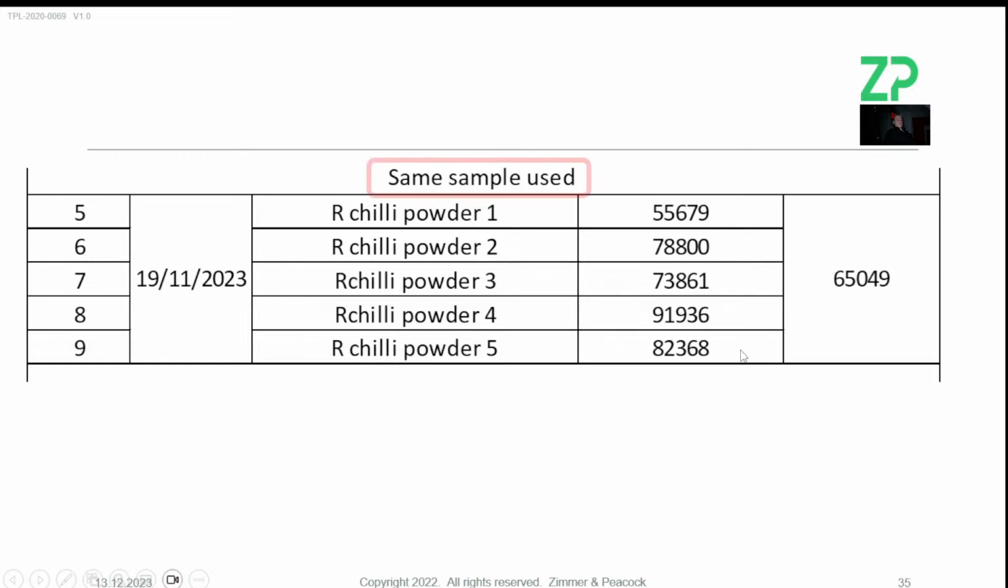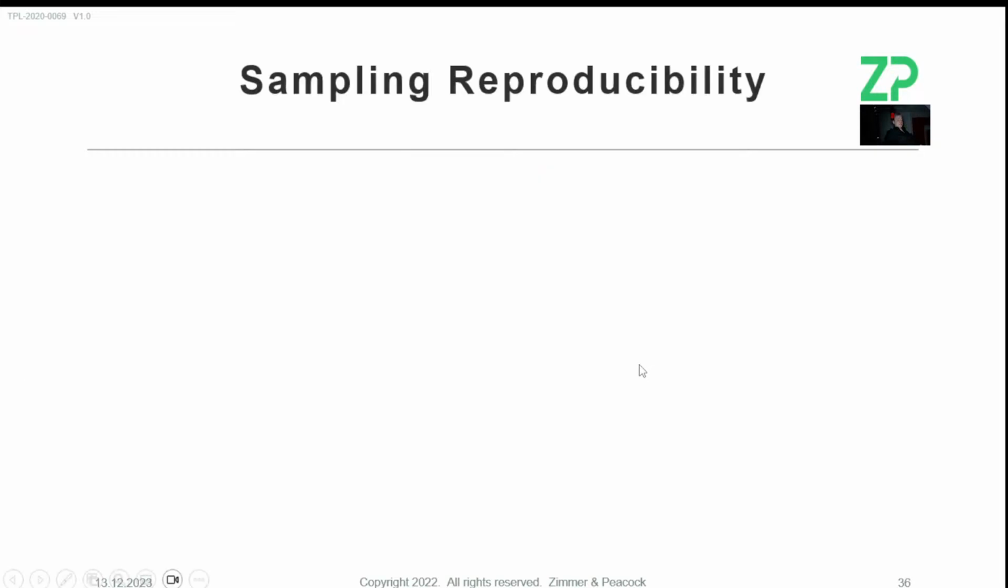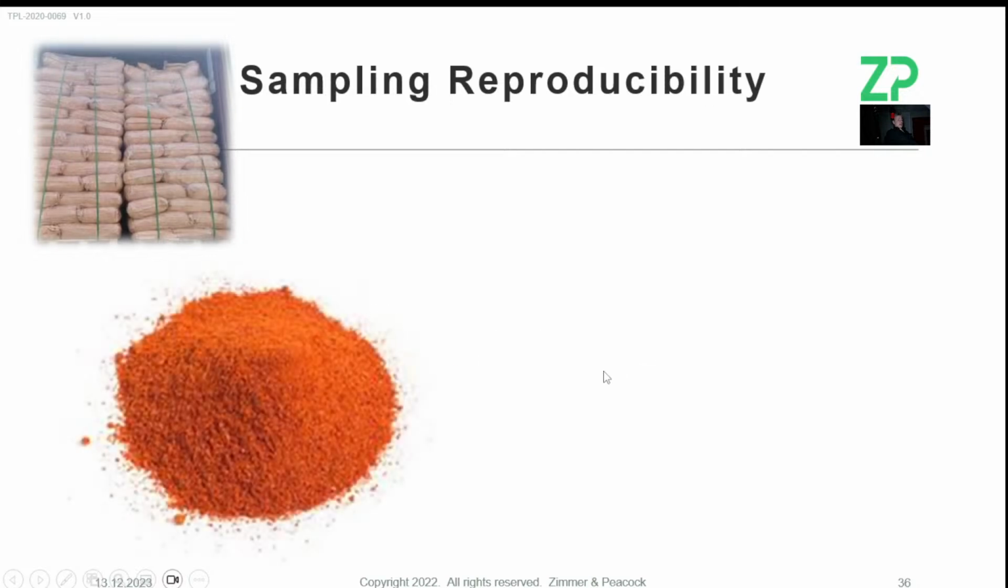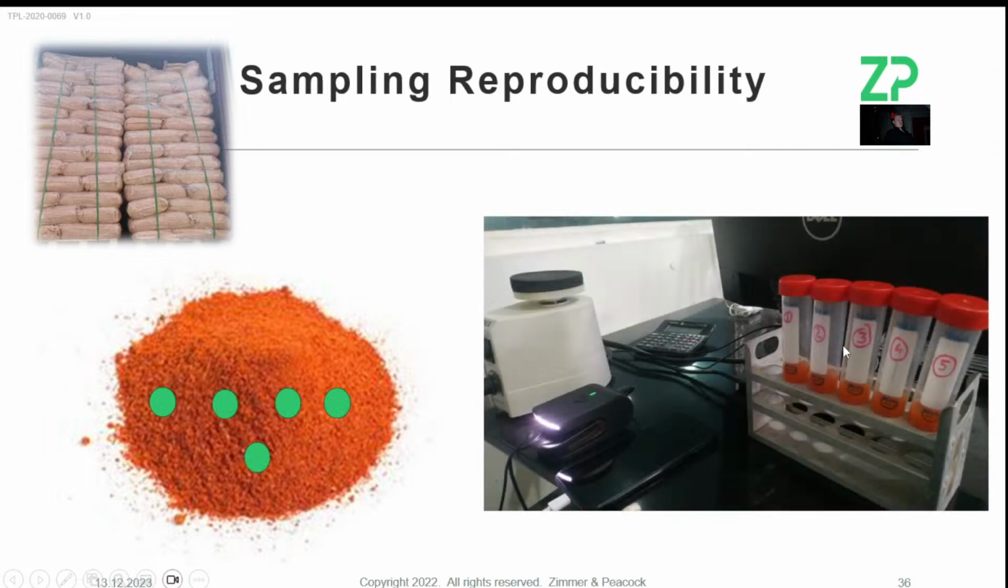Now, this same sample used is again a little bit confusing for me. I have to understand what that really means. Is it the same sample tested 5 times, or is it the same sample sampled 5 times and then tested? When I look at their results, what I think we're looking at here is one sample, but then they've sampled it 5 times, and they've made up these 5 solutions. So we've got sampling 1 from the sample, sampling 2, sampling 3, 4, and 5.